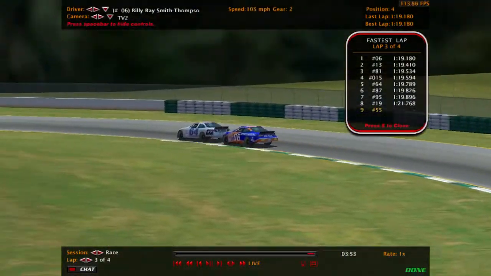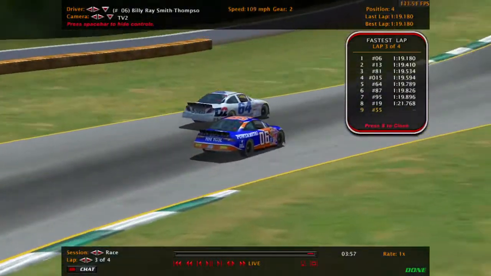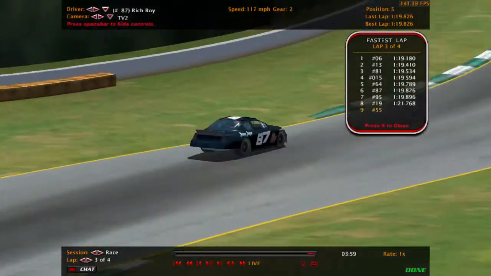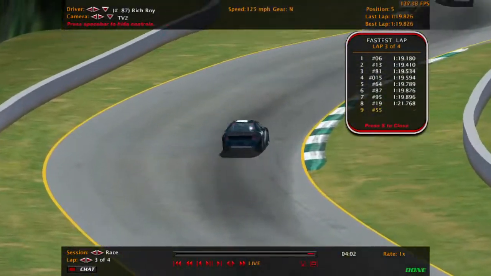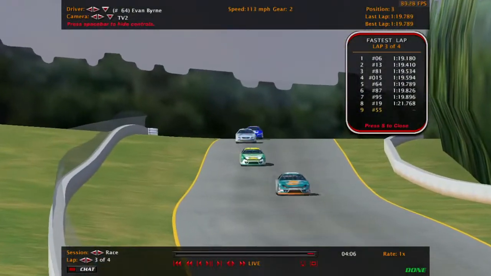As we rocket up the hill, Smith-Thompson looking incredibly quick here. Dives down low. Not going to get it, though. That's an aggressive move. And Selmy probably isn't going to make it at this rate, unless something stupid happens in front.